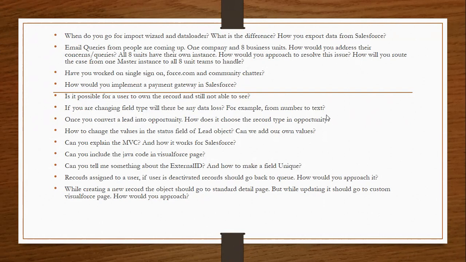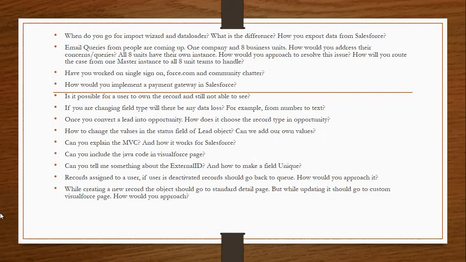For example, from a number to text, once you convert leads into an opportunity, how does it choose the record type in the opportunity? How do you change the value in the status field of a lead object? Can we add more than one value?